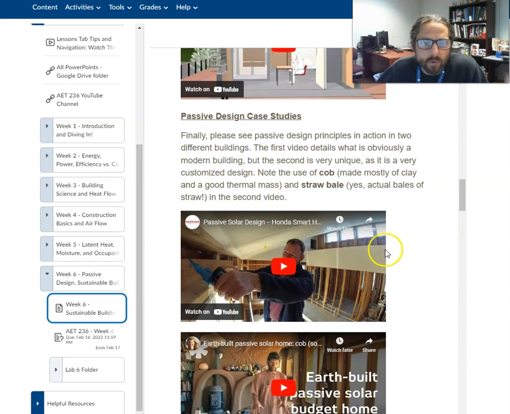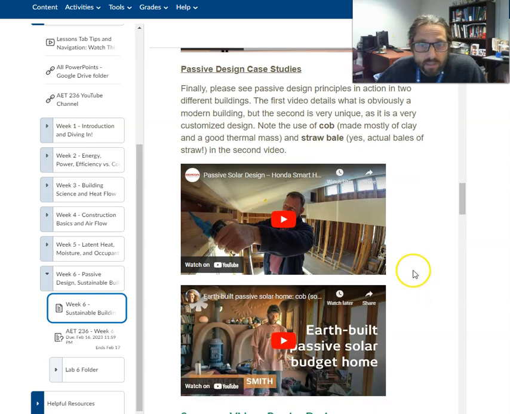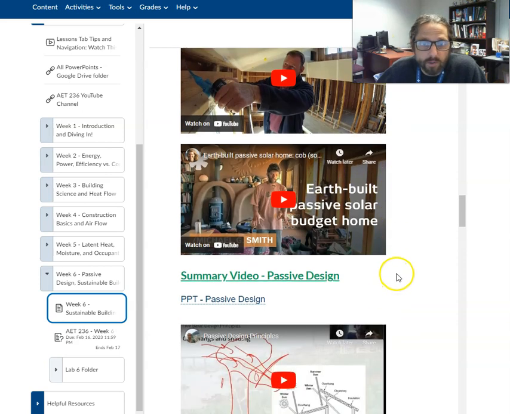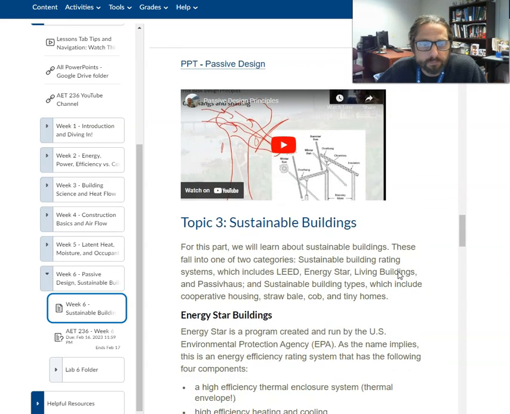Then we'll get into a few design case studies. Again, as I said, these can be applied in any context. Here you'll get to see a modern building, and then a modern but sort of old school building that's custom built by a craftsman, to show you some of these passive design principles in action.